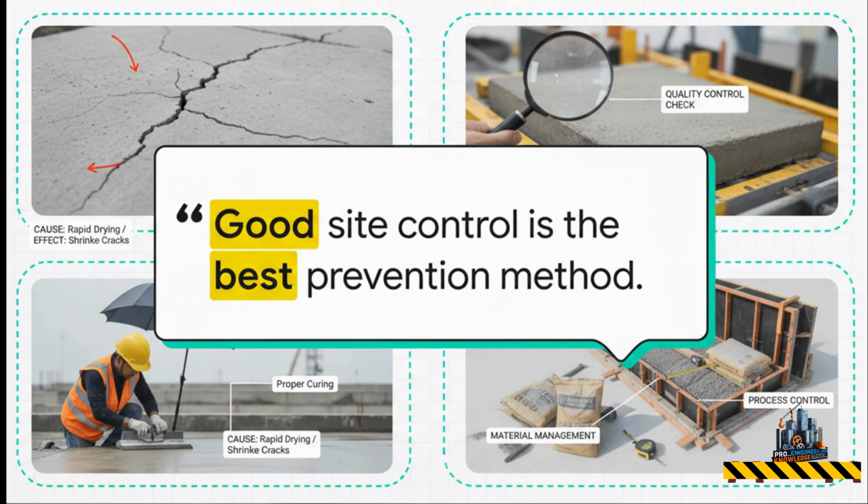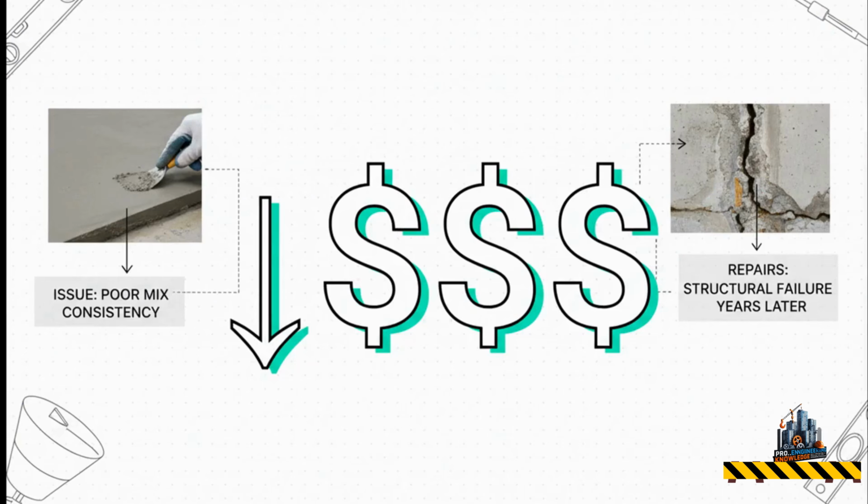That's it. It all boils down to discipline, managing the process, the materials, and the people every step of the way. And being on top of things on site doesn't just give you a better product. It saves a ton of money. Think about it. Catching a problem with the mix before you pour is so much cheaper than having to come back and fix a major structural flaw years later. It's not even close.